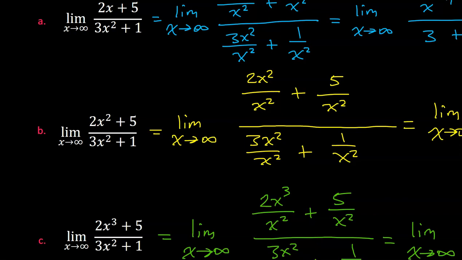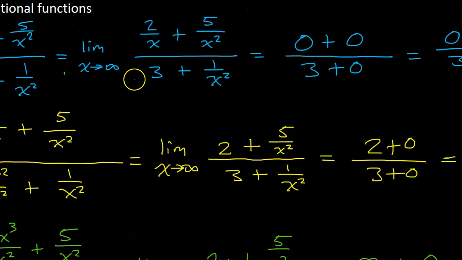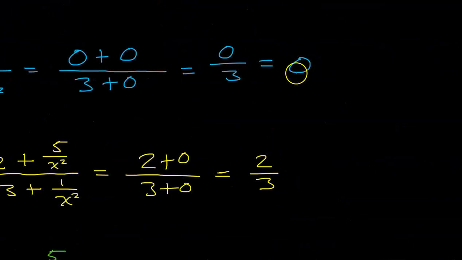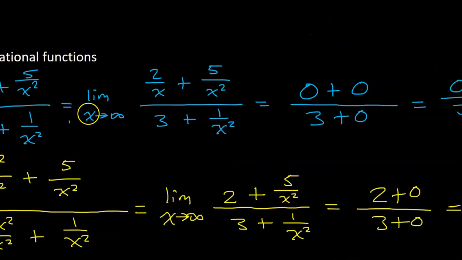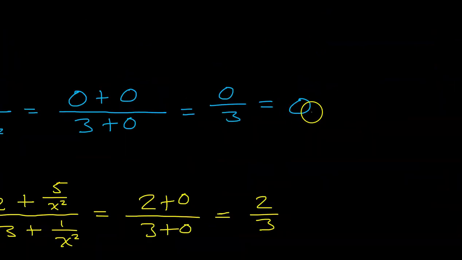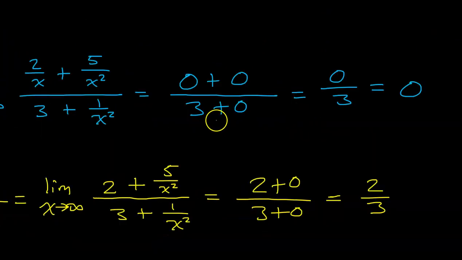So what happened? When the degree of the numerator was less, we wound up with 0. So that's going to be a rule. That turns out to always happen. Whenever the degree of the numerator is less, the limit as x approaches infinity is going to be 0. And that's the same for negative infinity, by the way. Okay, and don't forget, this means that we have a horizontal asymptote at 0.